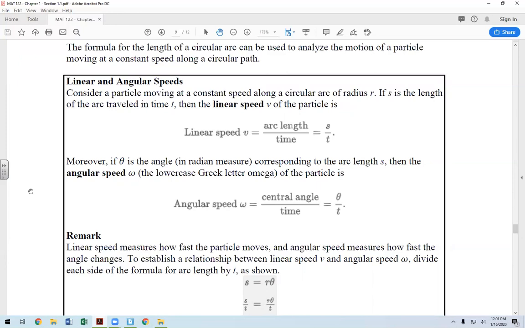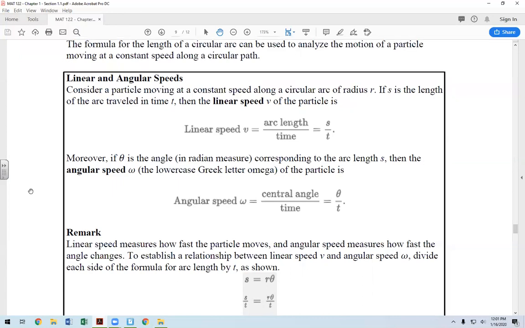Then your angular speed, that's actually omega. It looks like a W, but that's the Greek letter omega. That's going to be our central angle, which is of course theta, again, divided by time. So linear speed is the arc length, s over t. Angular speed is your angle, theta, divided by t.